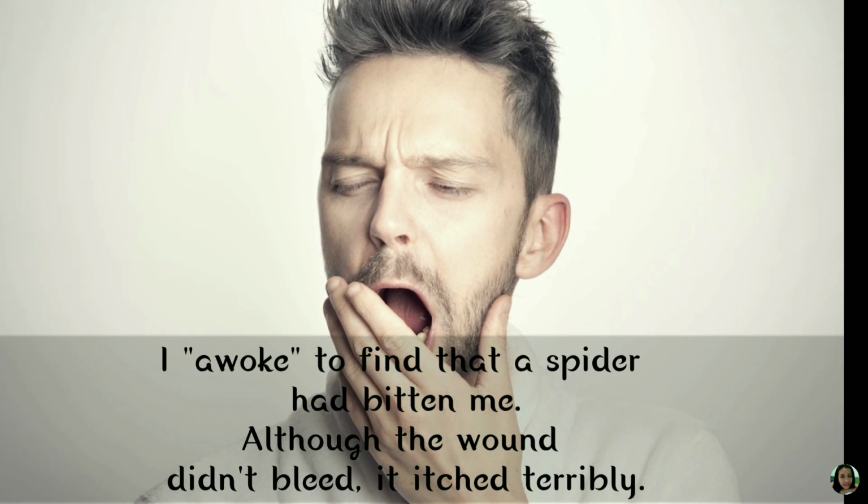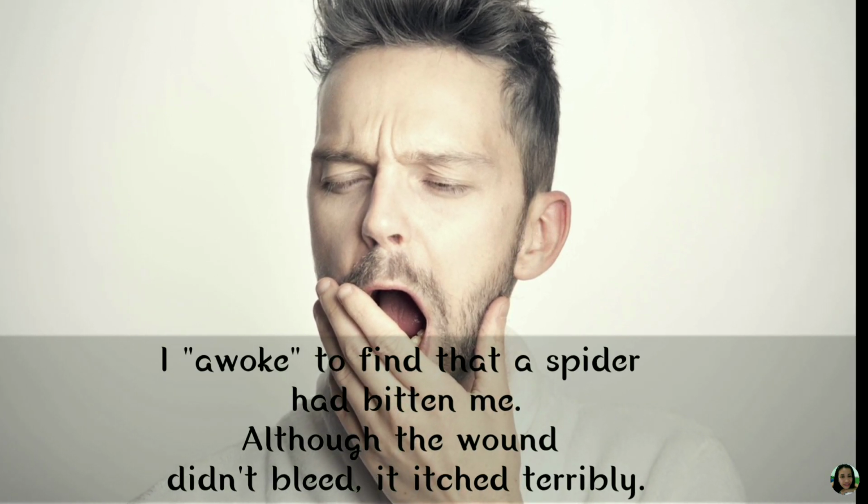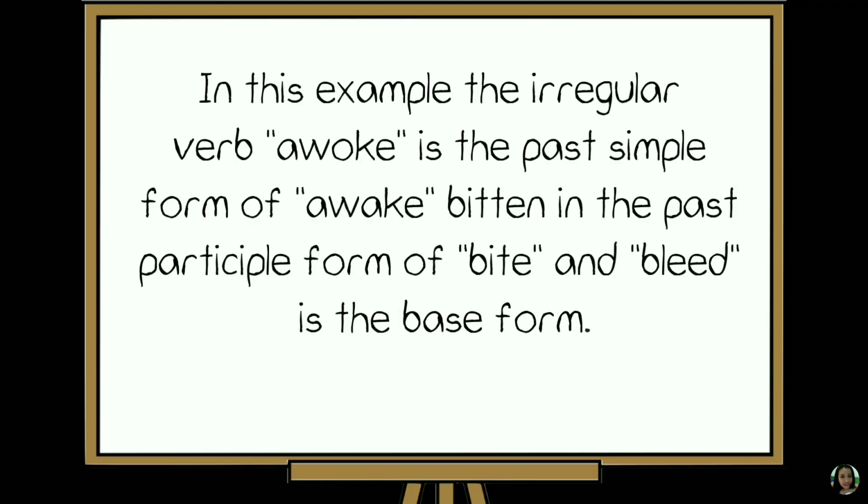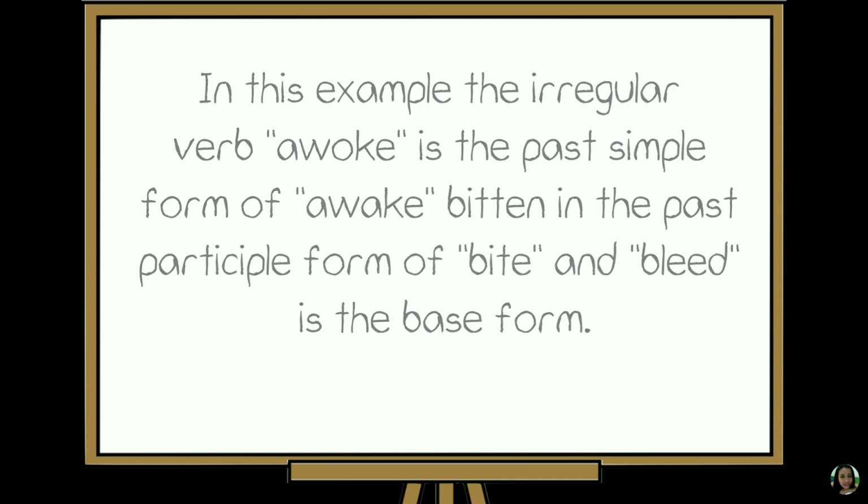Another example: I awoke to find that a spider had bitten me. Although the bite didn't bleed, it itched terribly. In this example, the irregular verb awoke is the past simple form of awake, bitten is the past participle of bite, and bleed is the base form.